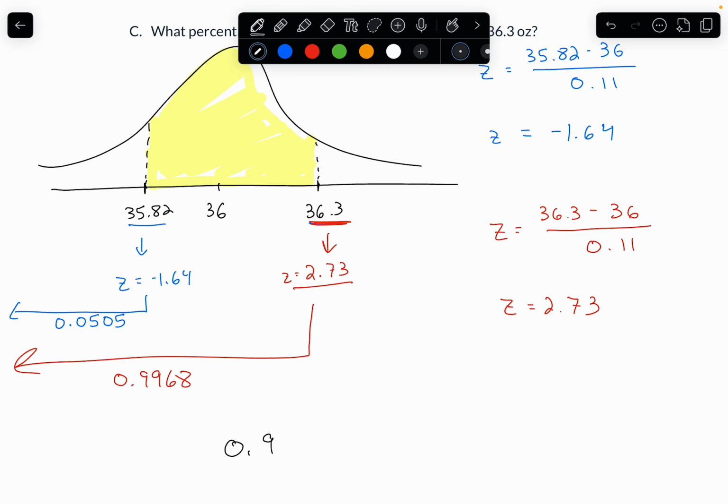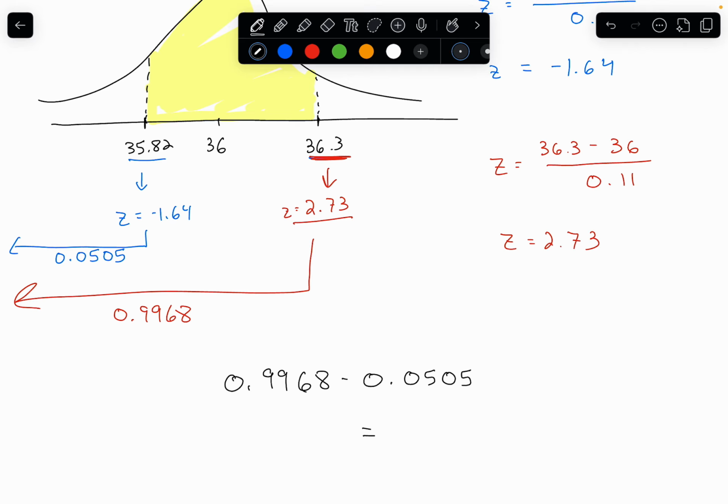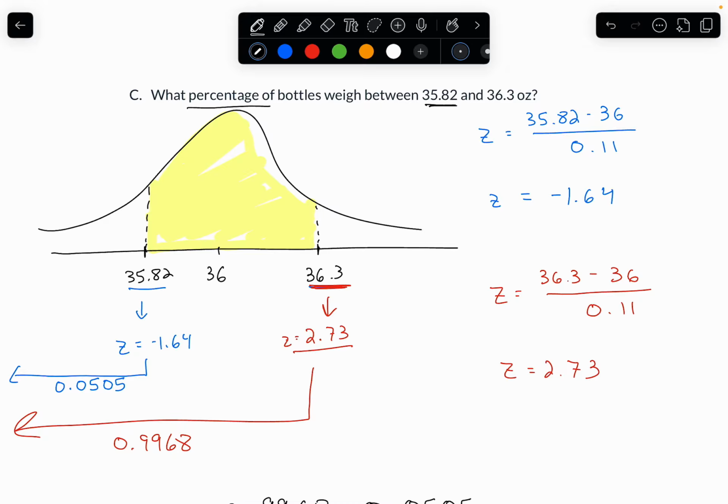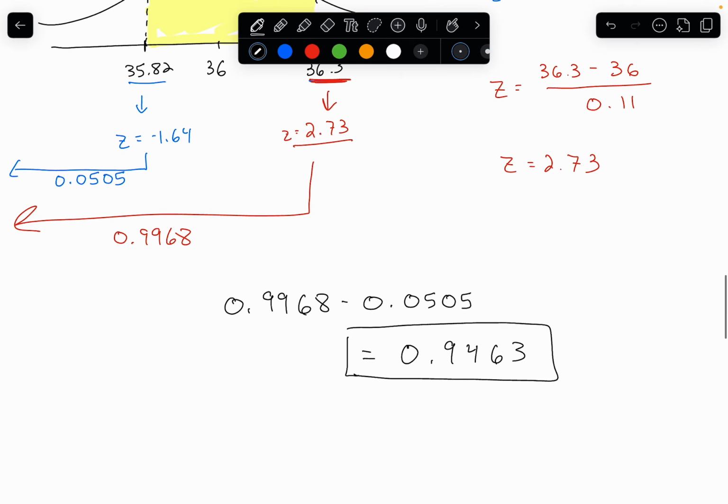So 0.9968 minus the area that we want to take away, that we don't want, 0.0505. This will leave me with only the area in the middle. So 0.9968 minus 0.0505 gives me 0.9463. That's the probability. Let's just double check and make sure we didn't want a percentage. Yes, this did want a percentage. So okay, we'll convert it really quickly. This would be 94.63%.